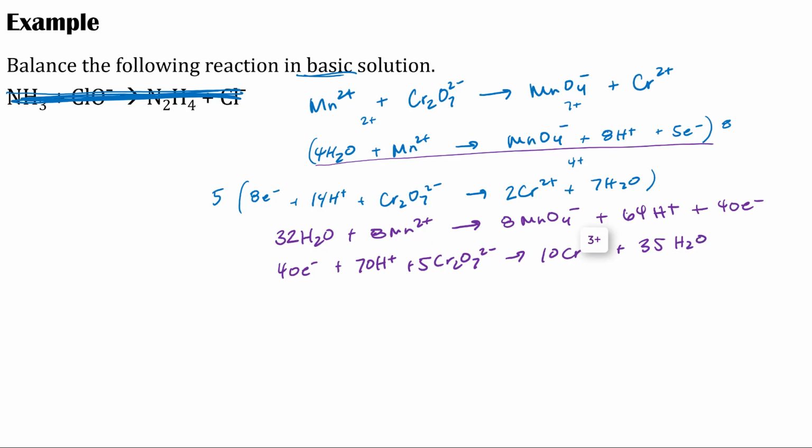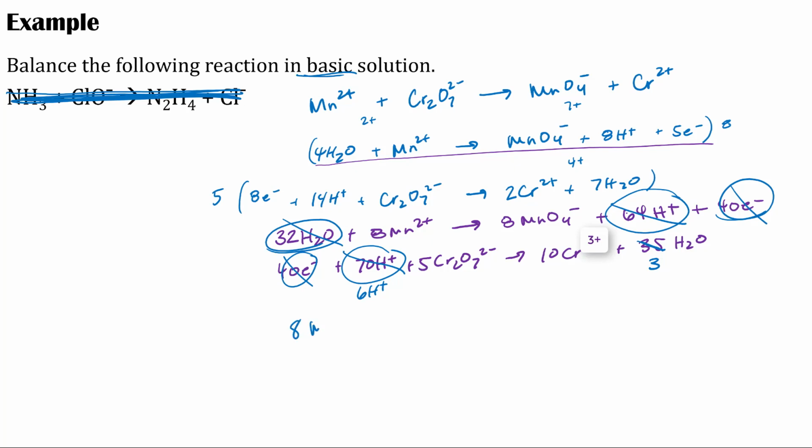All right, and then I'm going to add the reactions back together again, canceling out what occurs on both sides. So if it's a product and a reactant, then it cancels out. So I have 40 electrons canceling, and then these 32 waters would cancel and leave me with 3 on the product side. And then 64 hydrogen and 70 hydrogen would leave me with 6 hydrogen. And so now I'm going to add those together, and I've got 8 manganese 2 plus, 6 H plus, 5 dichromates gives me 8 permanganates plus 10 chromium 2 plus 3 waters.